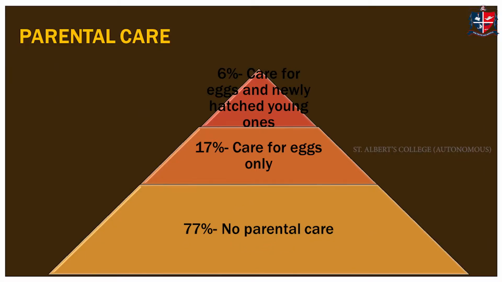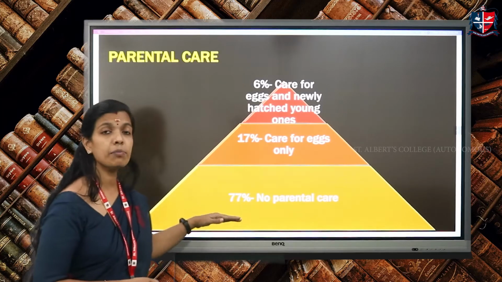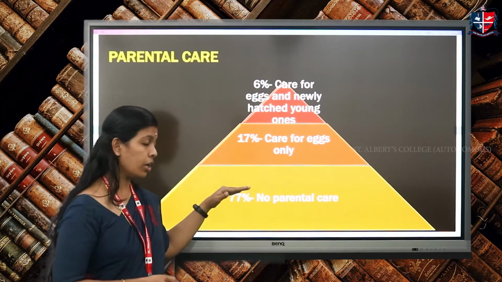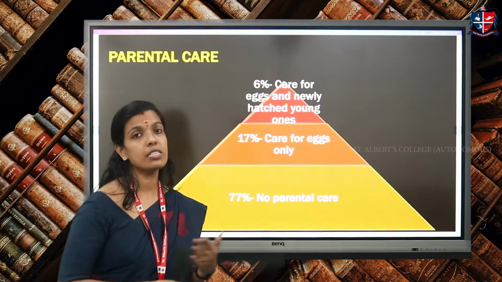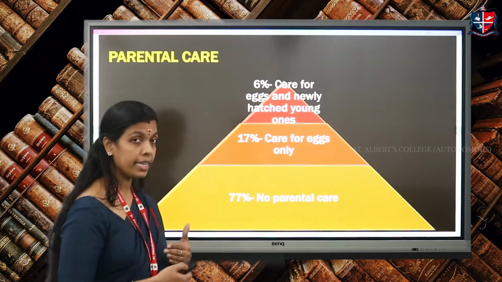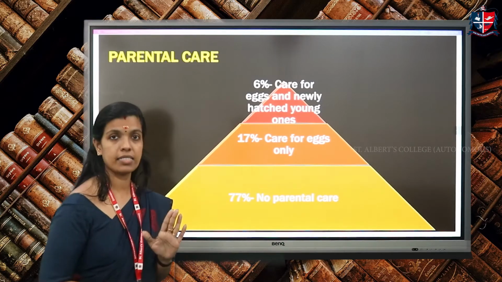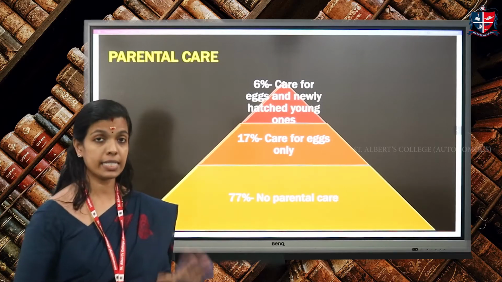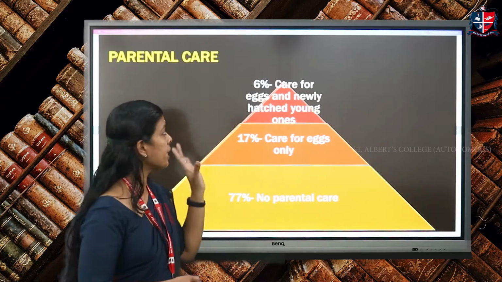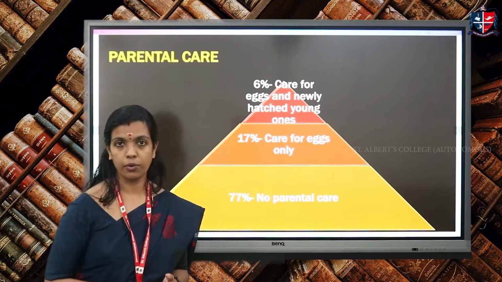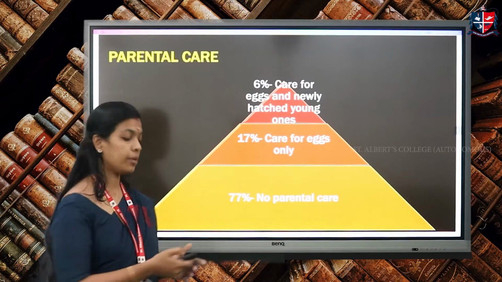So this is the percentage of parental care exhibited by the fishes, wherein 77% of the fish do not show parental care, but instead they do produce a large number of eggs, and this could increase the survival of the eggs and the young ones. Okay, and 17% care for just the eggs. It's not the young ones that they care for, but just the eggs. And 6% of the fishes care for the eggs and the newly developed young ones. Okay, so this is the percentage of how this phenomenon is being exhibited.